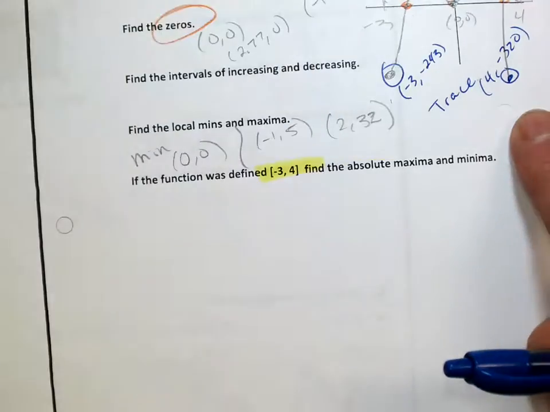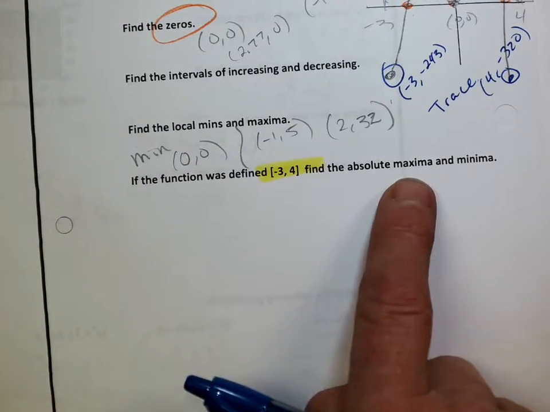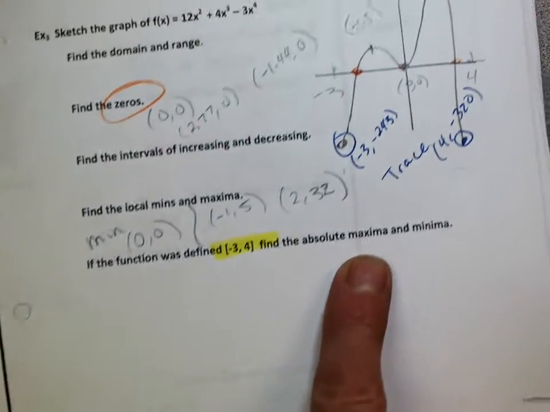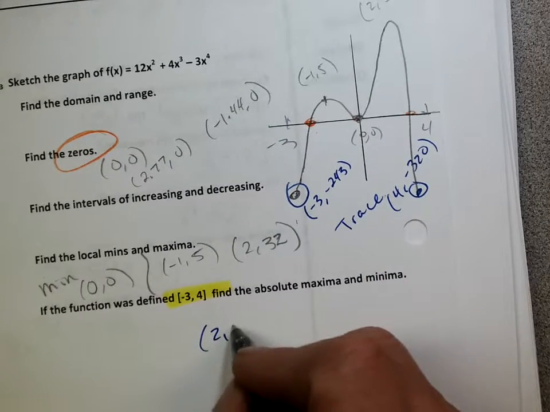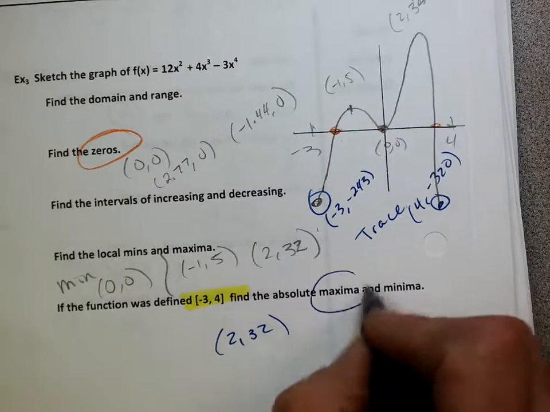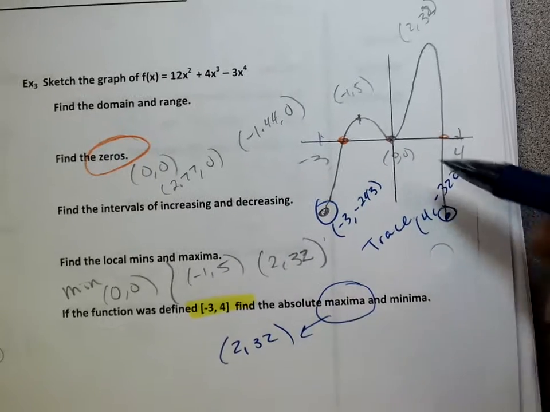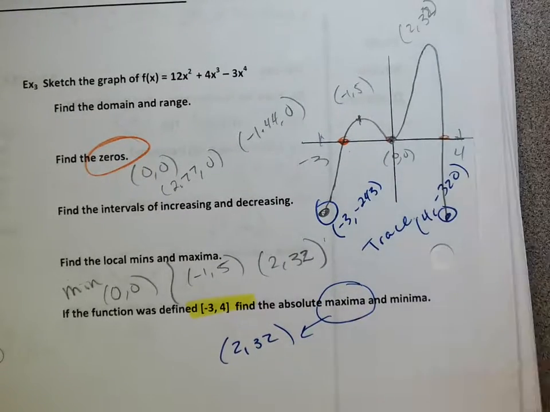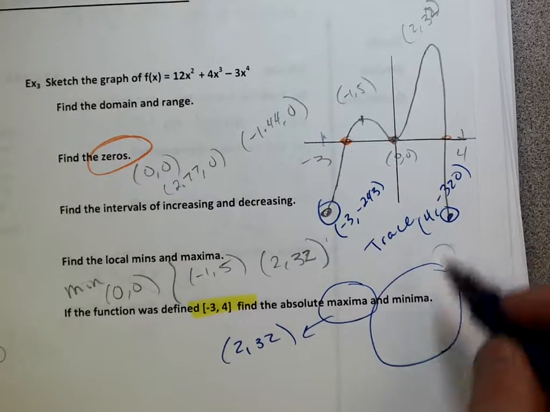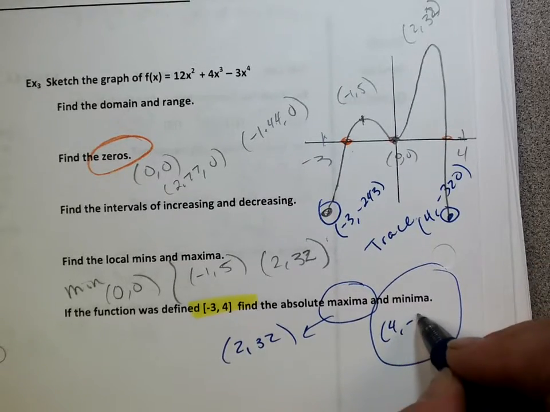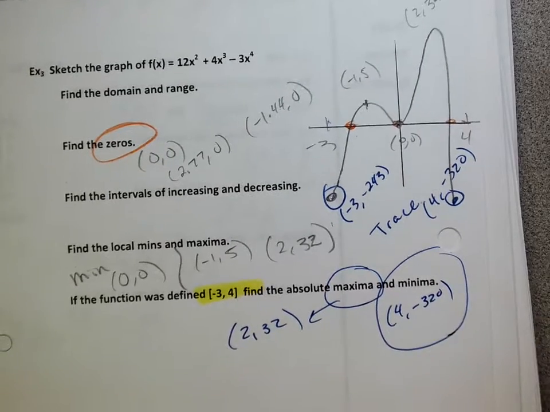So, you ready? What's the absolute max on this graph? Absolute max on this graph. 2, comma, 32 is my max. Right? That's the very highest point. What's my absolute minima? Negative 4 and -320. Okay?